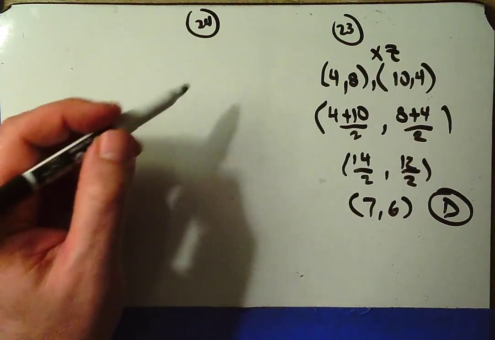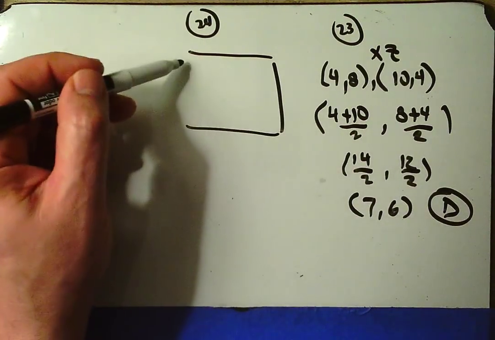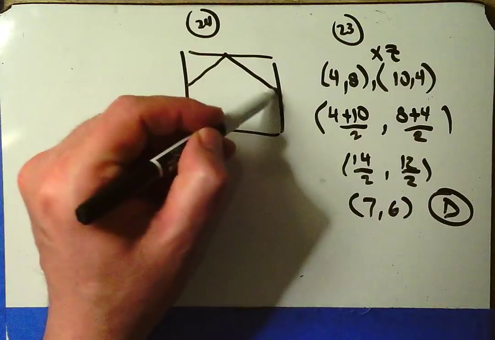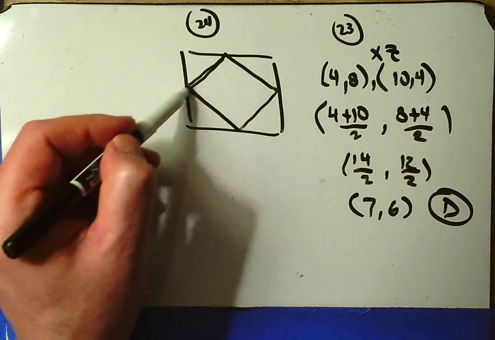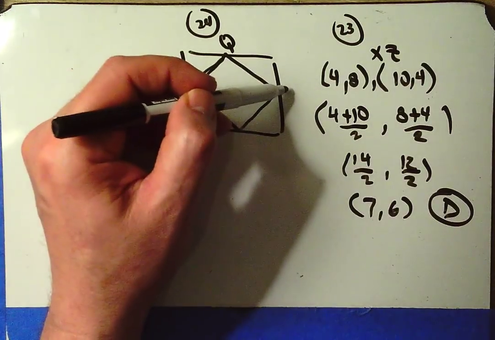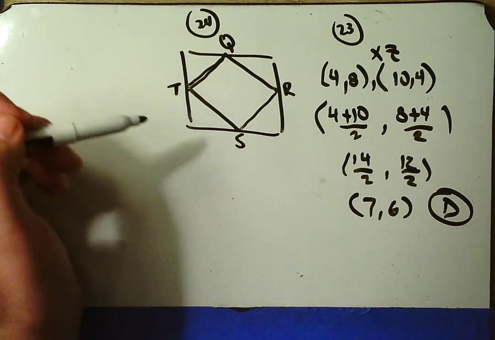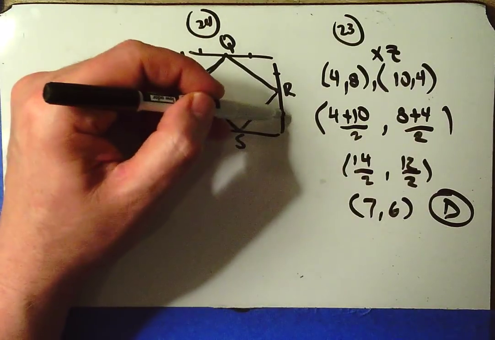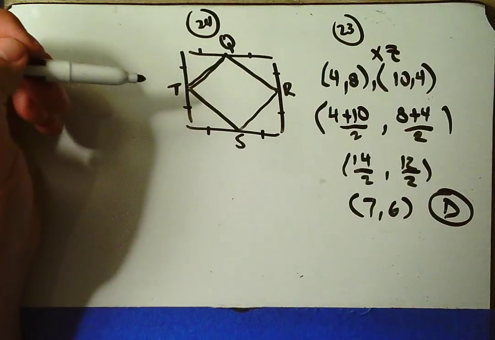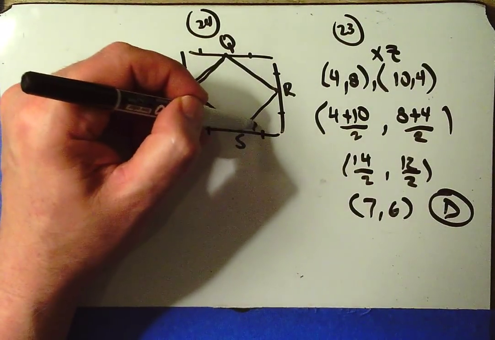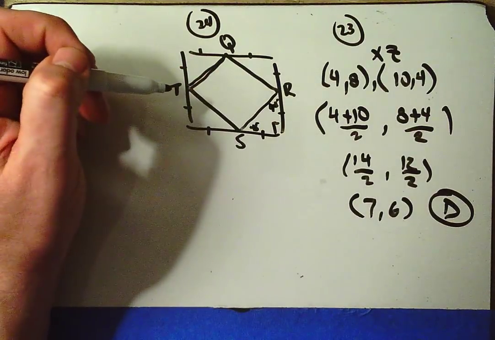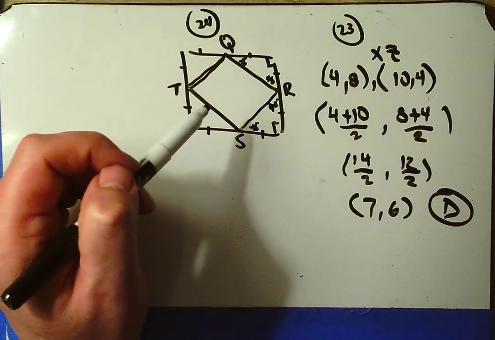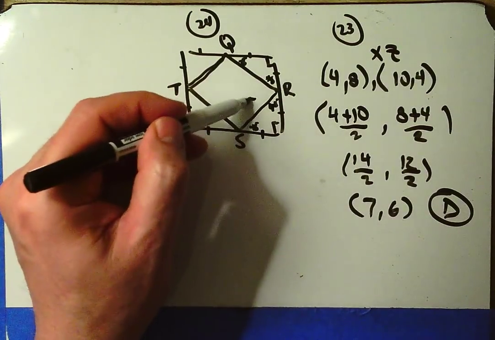24 says square QRST is inscribed inside of square ABCD. Now, it's important to recognize, and they don't explicitly tell us this, they really needed to, that Q, R, S, and T are all midpoints of their side lengths. So this is equal to this, and this is equal to this, and this is equal to this, and this is equal to this. And when we see that, we can recognize that we have a 45, 45, 90 right triangle here, and another 45, 45, 90 right triangle here. Okay, we're told that SR is 5.